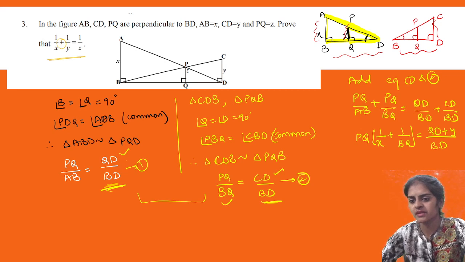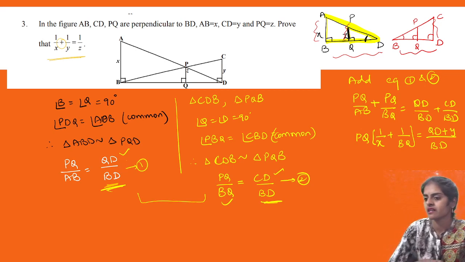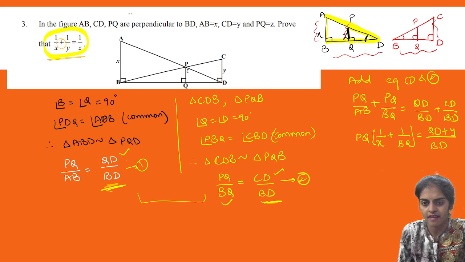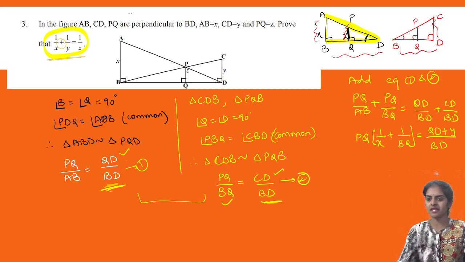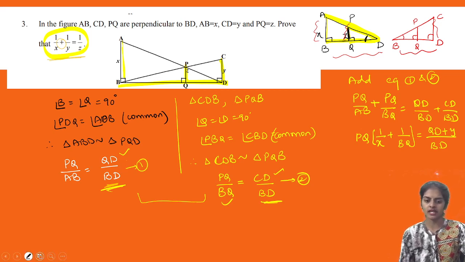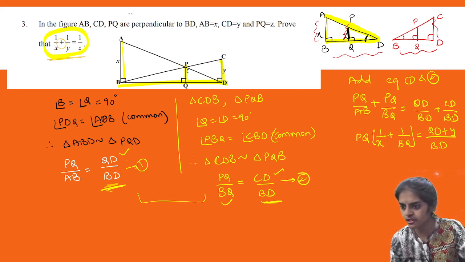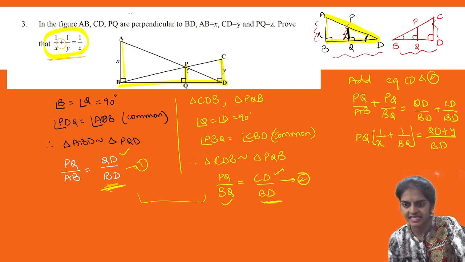shall we eliminate these BQ, QD values? Once you see here, everyone, just see what I have to prove. In what I have to prove, I have only 1 by X plus 1 by Y equals to 1 by Z. X means this side, Z means this side, Y means this side. So the horizontal side should be eliminated actually, isn't it? So to eliminate the horizontal side, I have written PQ by AB plus PQ by BQ. So instead of writing this in this way, let me just exchange this.